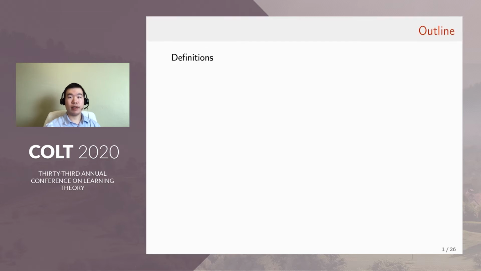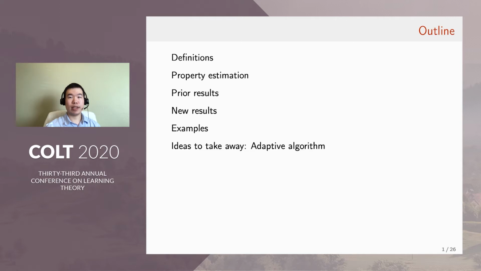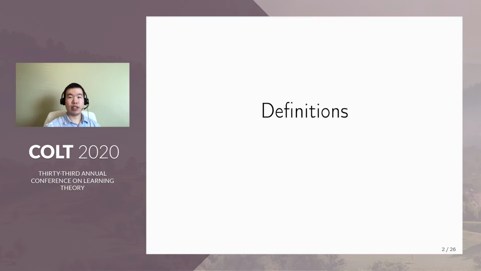Okay, so here is the outline. I'll start with definitions, then I'll talk about property estimation, then prior results, followed by new results, and then I'll give some examples, and finally I'll conclude the talk with ideas to take away. The first idea is adaptive algorithm design. The second one is data amplification.